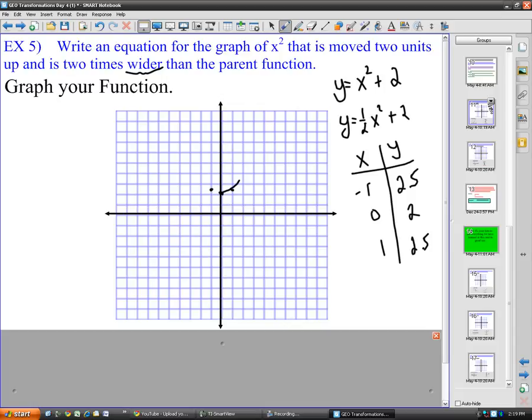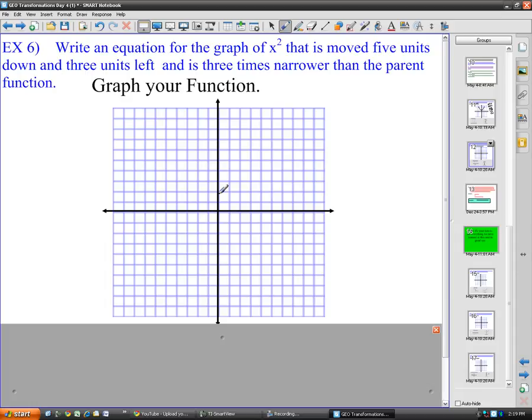So then the next one says x squared that has moved 5 units down, 3 units left, and is 3 times narrower than the parent function. So when you see the words narrower or stretched, that means you're multiplying by a number bigger than 1. So I just have to start from my parent function of x squared. If I want to move it down 5 units, that means I subtract: squared minus 5. There's down 5 units.